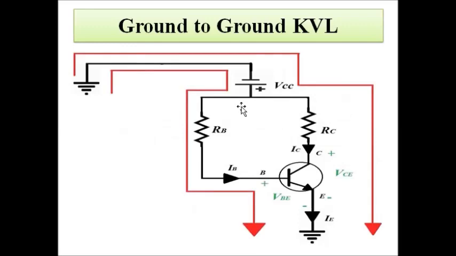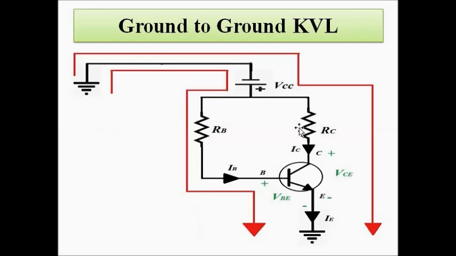Now, ground to ground KVL. What ground to ground KVL essentially means is that you apply the KVL equation from one ground symbol to the other, continuously, by following this path in one direction. You do not repeat it. You just follow it from one ground to another ground continuously in one direction.